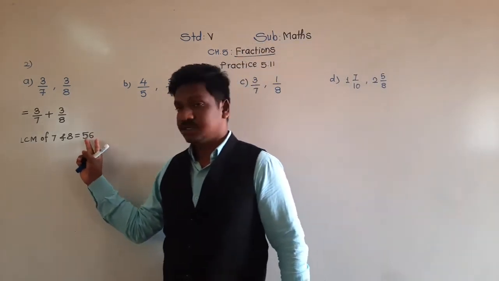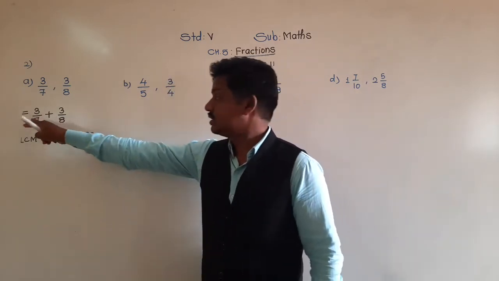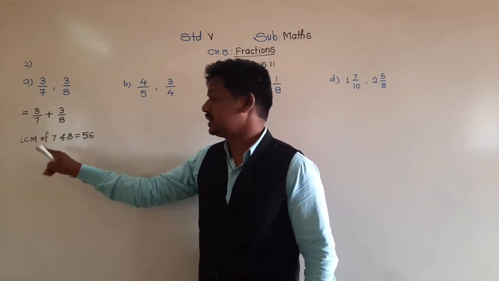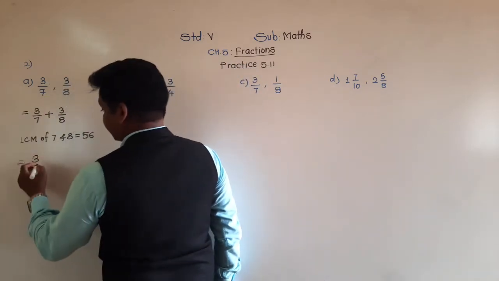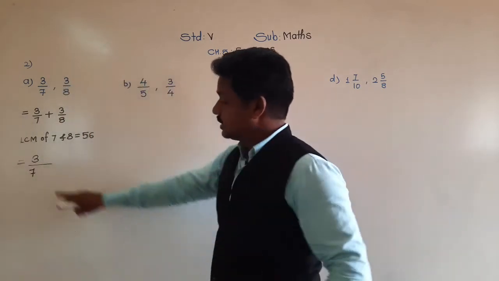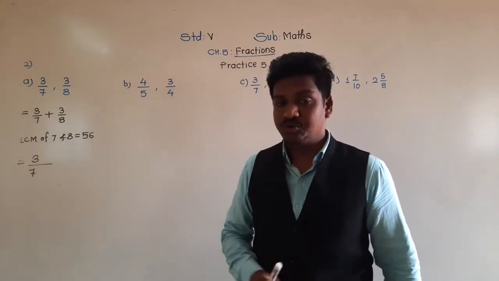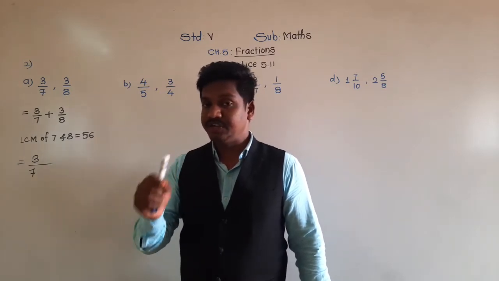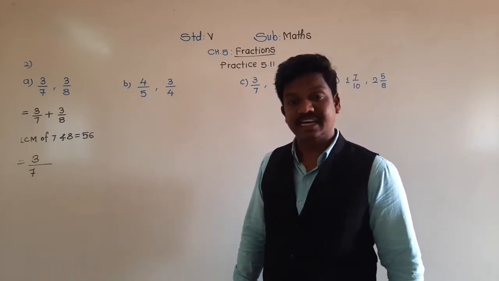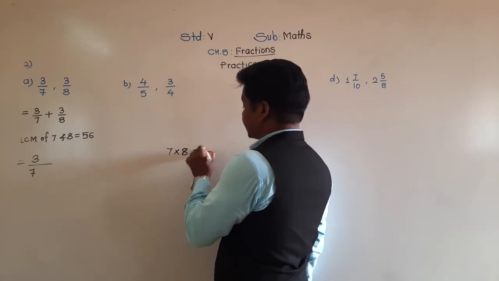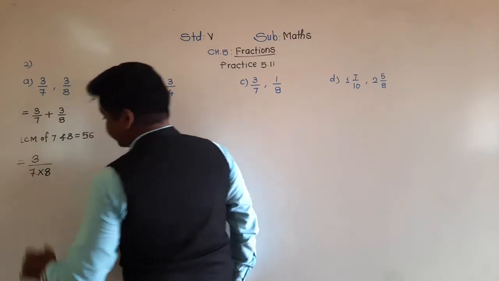So first we found the LCM of 7 and 8, that is 56. Now what we have to do, we have to make the denominators 56. Now there is 7 and 8, we have to convert them into 56. So see how to convert. Take the first fraction, 3 upon 7, down. Now here the denominator is 7. We have to make it 56. What do we have to do for that? By which number do we have to multiply 7 so that we will get 56? You know, 7 eights are 56. So to get 56 here, we need to multiply by 8. 7 multiplied by 8. Okay?